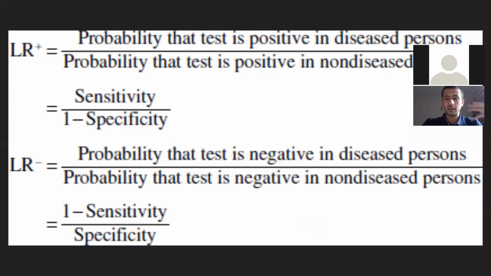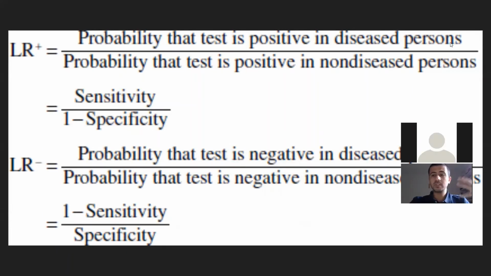Okay, what is an easier measure to understand? Likelihood ratio. What is the likelihood ratio? Okay, let's talk about it like a probability without thinking, or just forget about sensitivity and specificity, okay? Likelihood ratio is the probability of having a positive test in a diseased person over the probability of having a positive test in a non-diseased person, okay?